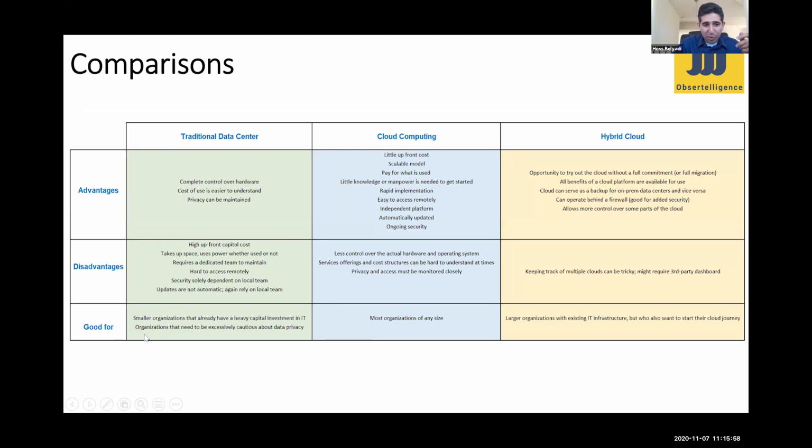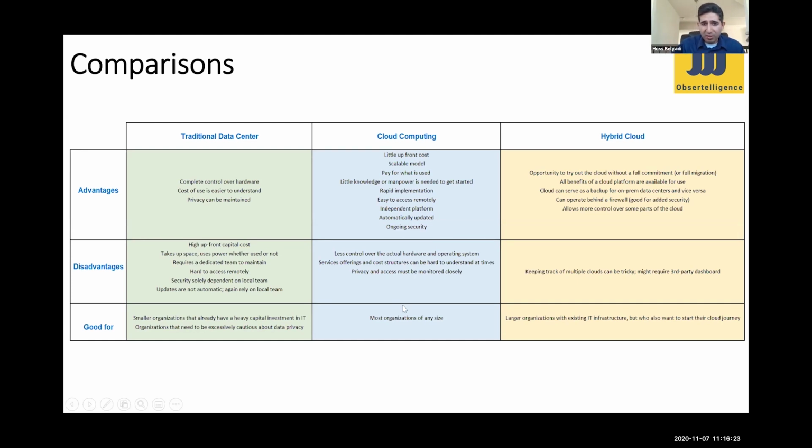And then again, this is good for a small organization that already has a heavy capital investment in IT, or for organizations that need to be excessively cautious about data privacy. As I said, the cloud also, even if you're cautious about your data privacy, there are still some challenges that you could face. But this is just good for those companies.